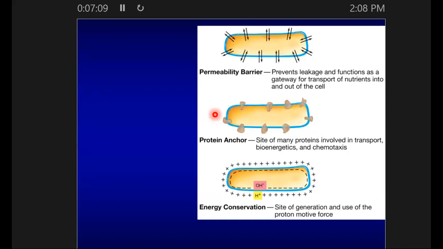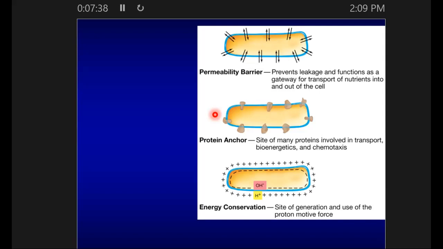That means they don't have internal mitochondria. They don't have chloroplasts in there. So like right now, if you had lunch, your mitochondria floating around in your cells is busy making a lot of ATP for you. Bacteria don't have a mitochondria to do that. So they devote their cell membrane to that, as well as being a semi-permeable barrier, protein anchor.